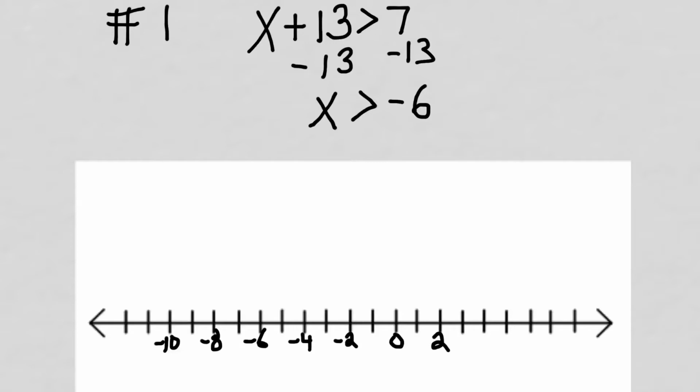I go down to the number line. I go to the negative 6. It's going to be an open circle because this is greater than. So I'm going to put an open circle. And then x is greater than negative 6. So when it's greater, it always goes to the right. And that's your problem.